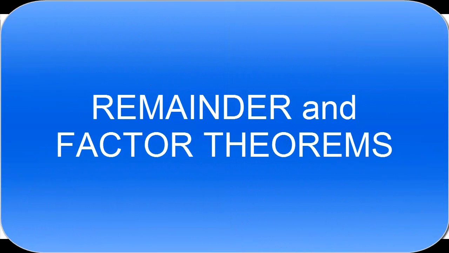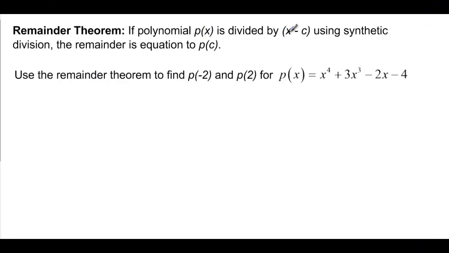This video will talk about the remainder and factor theorems. The remainder theorem says if a polynomial p of x is divided by x minus c, then using synthetic division, the remainder is equal to p of c, or the outcome when we plug in the c. So p of negative 2, we know that c is negative 2.